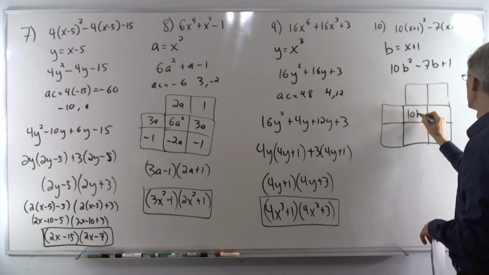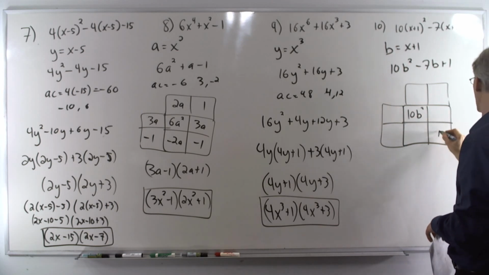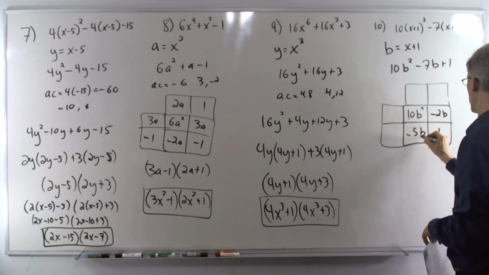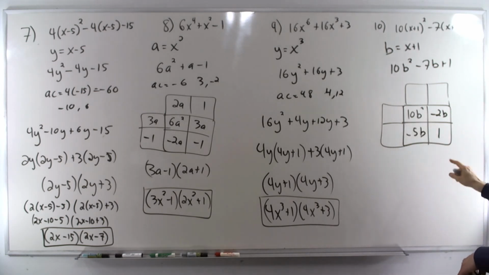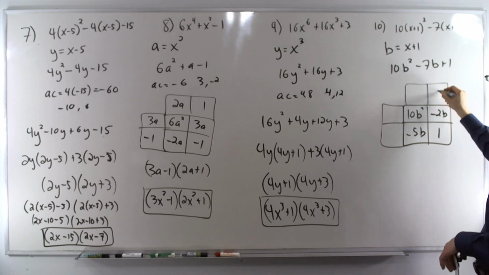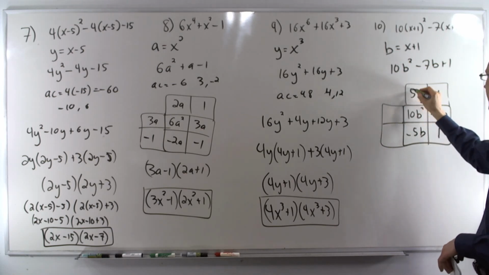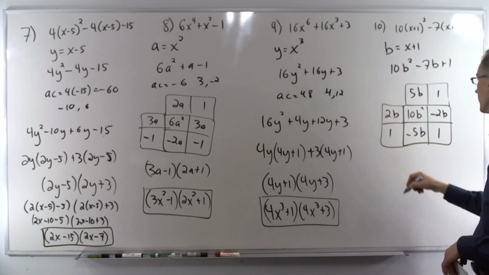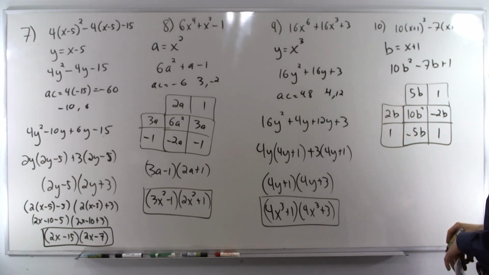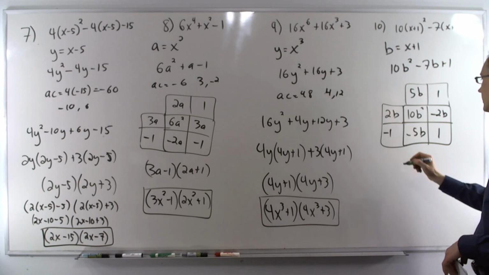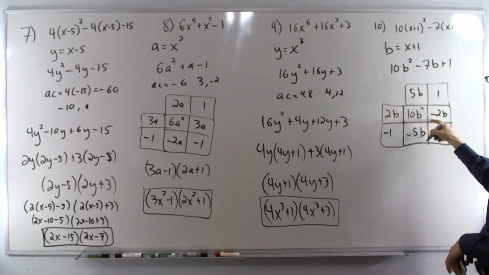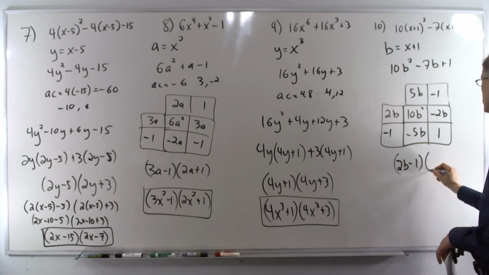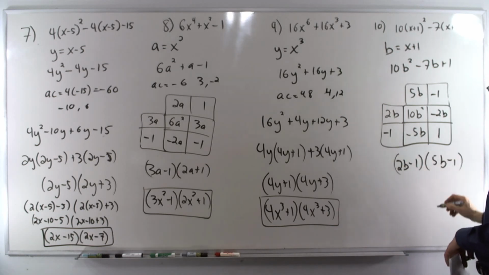All right, 10b squared goes here. 1 goes here. Negative 2b and negative 5b. All right, each direction we'll find the GCF. So we got 1 here. We got 5b here. This way we got 2b. And this way we have 1. Negative, negative, positive, positive, positive, positive, negative, negative. So that is 2b minus 1 times 5b minus 1.